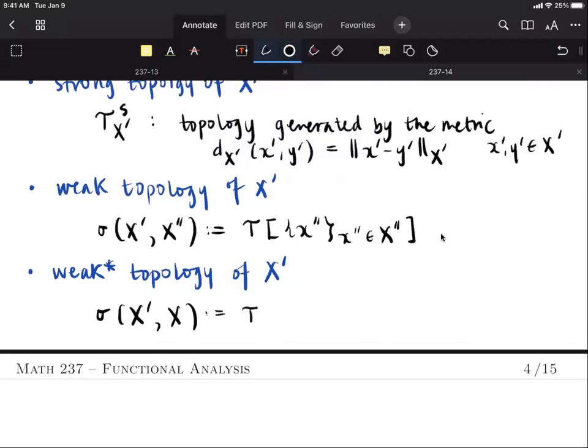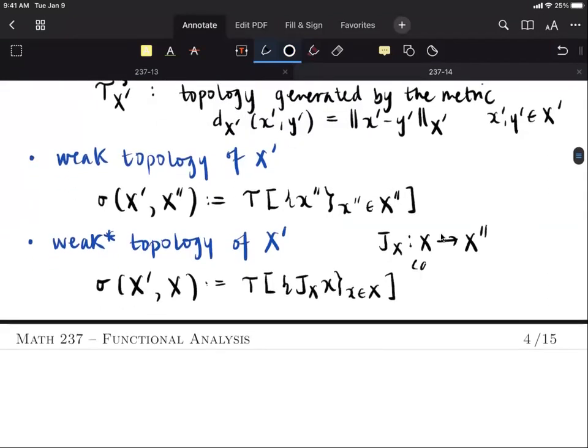And this is the topology generated by the images of the canonical embedding from X to the bidual space. So J is a mapping from X to its bidual. This is the canonical embedding that we discussed in the previous lecture. And we know that this is a linear isometry, hence one-to-one.